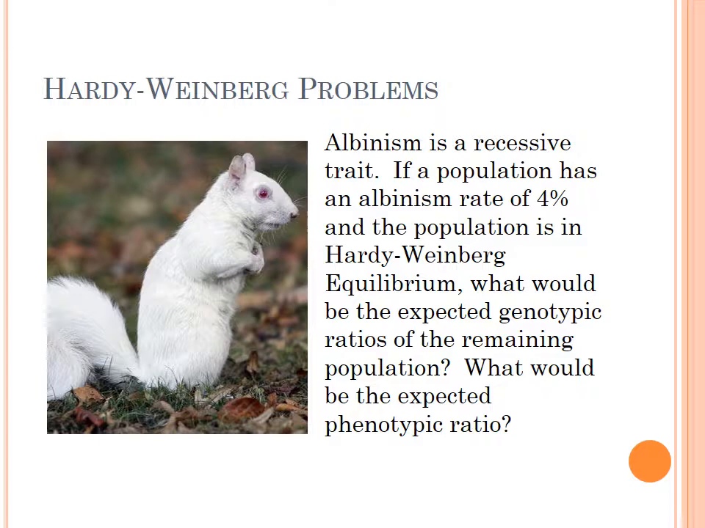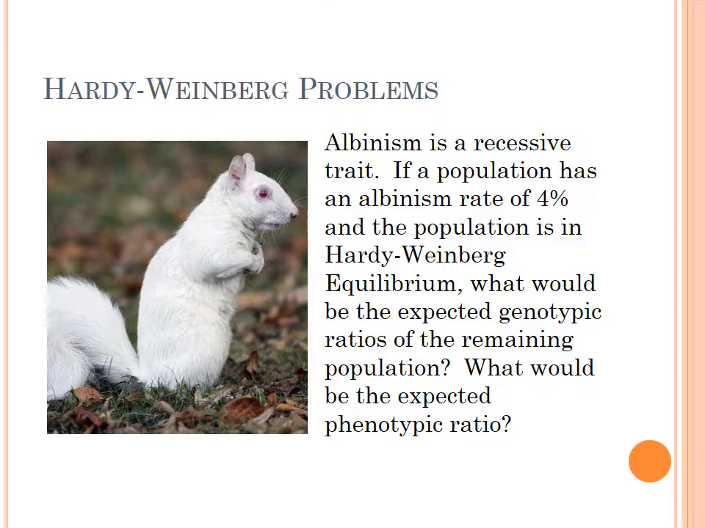Then we have p squared, which is 0.8 squared, which is 0.64. So you have an albinism rate of 4%, a normal pigmentation rate of 96%, homozygous dominant 64%, heterozygous at 32%. The allelic frequency of p is 0.8 and of q is 0.2. Feel a little better on that?